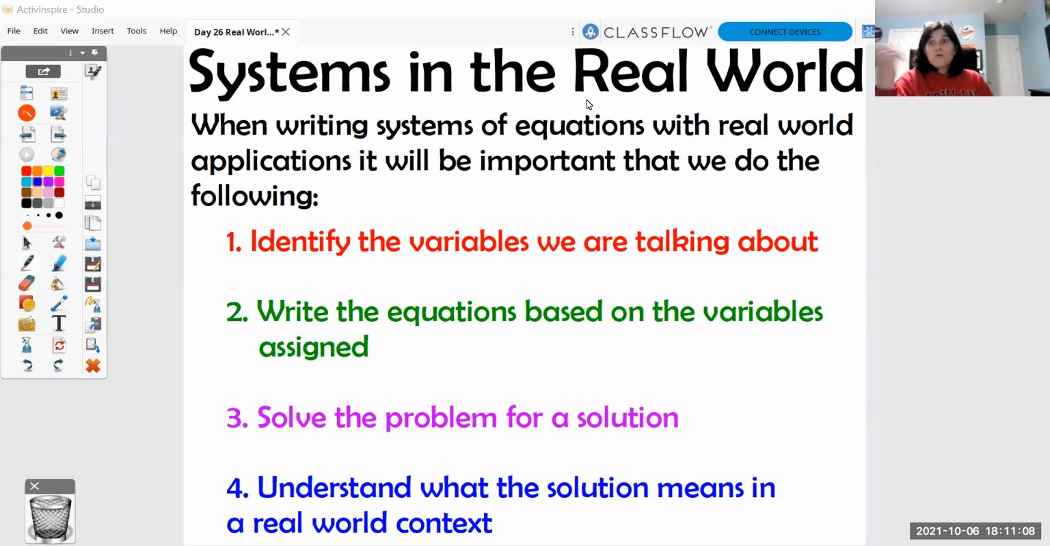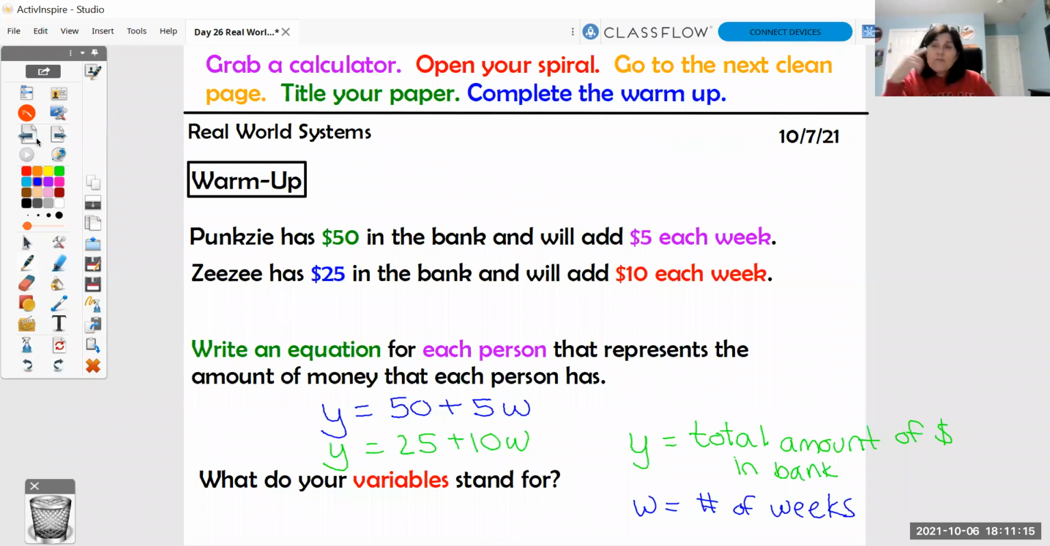Okay, so for today, we're looking at systems in the real world. So let's go back to our warm-up just for a quick minute. If we were to solve these two equations, like this system of equations, what information would that give us? Yes, so it looks like Punksy has more money to start with, but they are saving less each week. ZZ has less money to start with, but they are saving more each week.